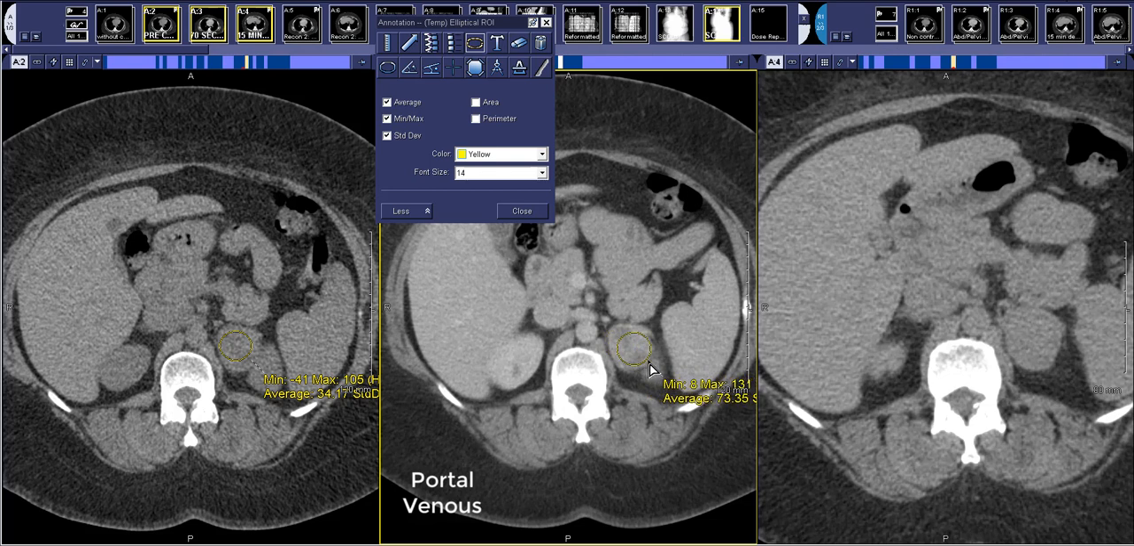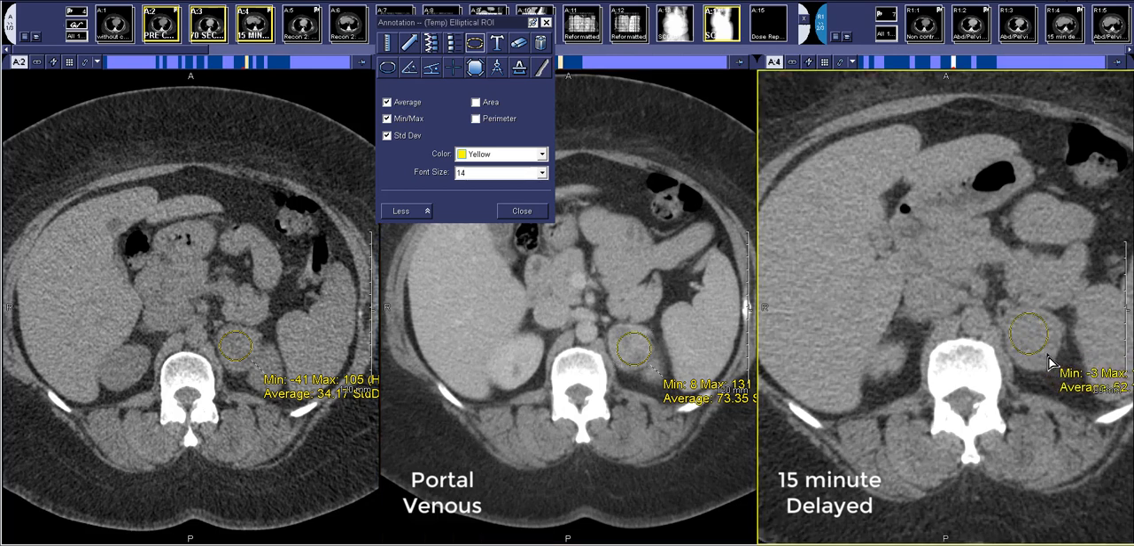In this case, it was about 74 Hounsfield units. And then they're going to get a 15-minute delayed image, and you're going to go in and measure the Hounsfield units on this one. And it was about 49.